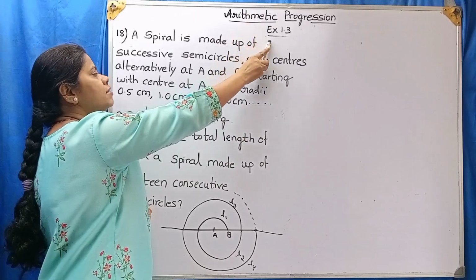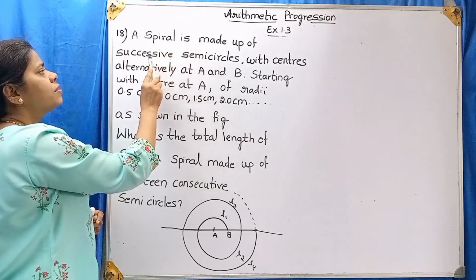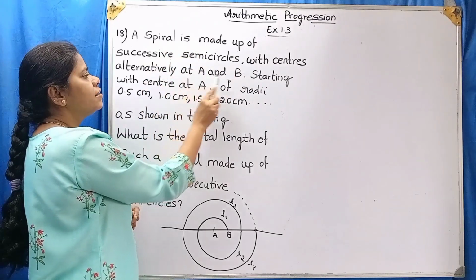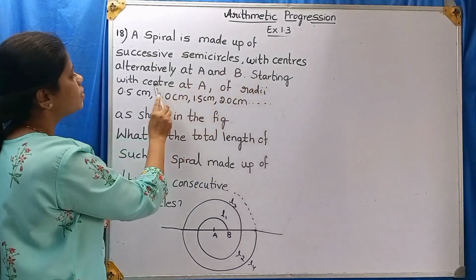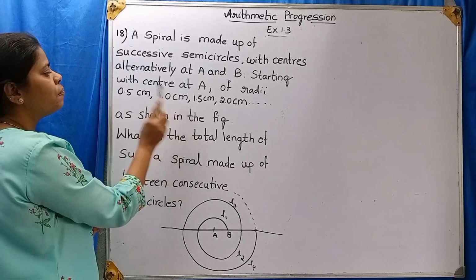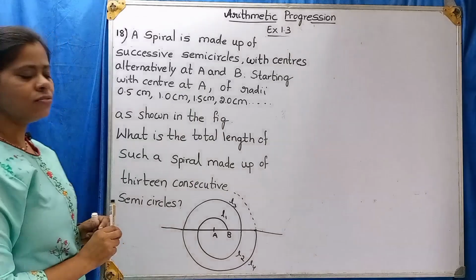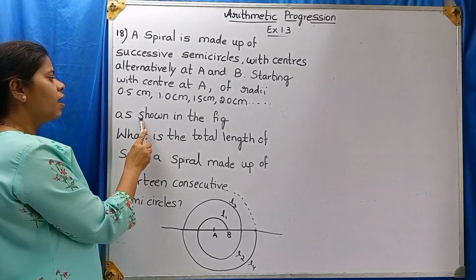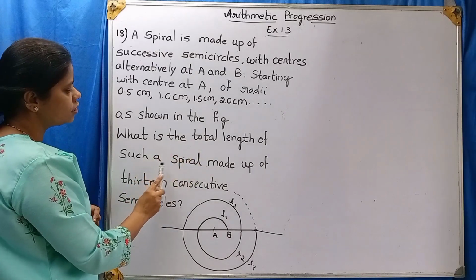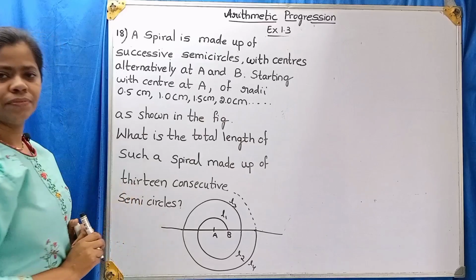Arithmetic Progression, Exercise 1.3, 18th question. A spiral is made up of successive semicircles with centers alternatively at A and B. Starting with center at A of radii 0.5 cm, 1.0 cm, 1.5 cm, 2.0 cm and so on as shown in the figure. What is the total length of such a spiral made up of 13 consecutive semicircles?